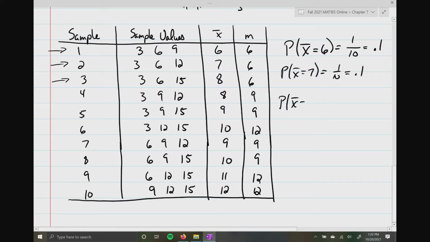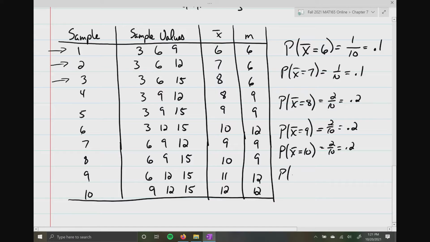What's the probability that the mean is going to equal 8? Well, let's see here. We have 1, 2 of them, so that's going to be 2 over 10, or 0.2. And then the probability that the mean equals 9, well, let's see here. That's only one of them. Or wait a minute, is it 2? Oh, nope, it's 2. I'm sorry. Can't count, obviously. So that's going to be 0.2. The probability that when you average the 3 numbers, you get 10. Well, that's also going to be 0.2, or 2 over 10.